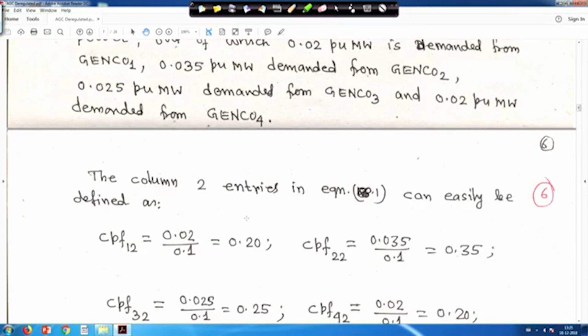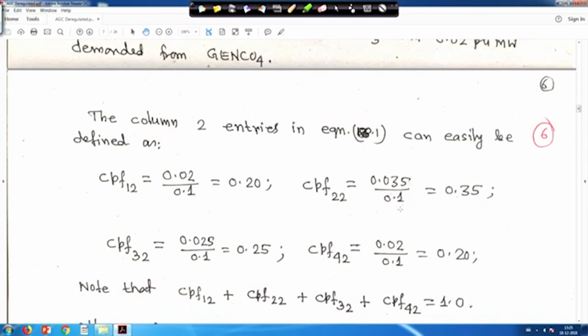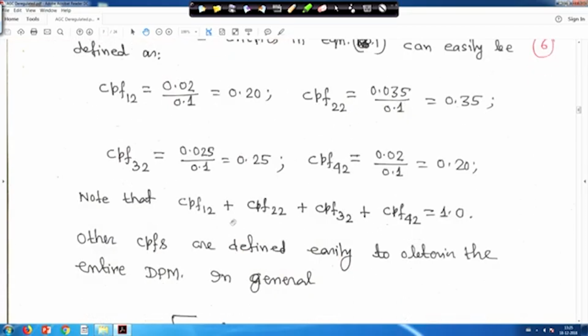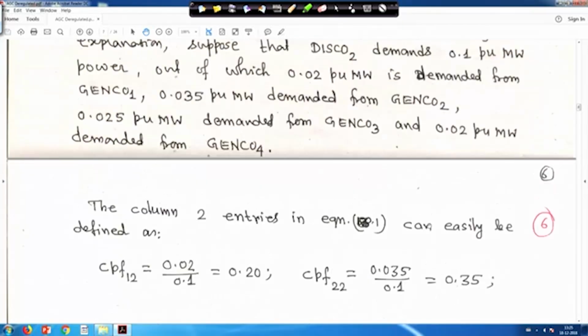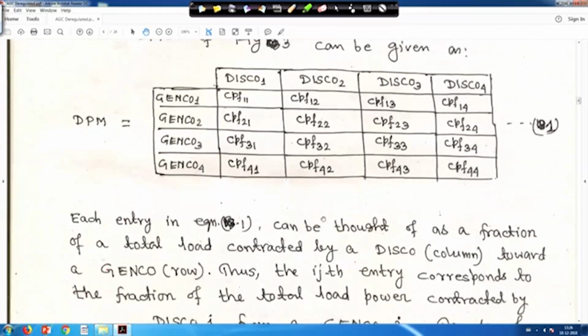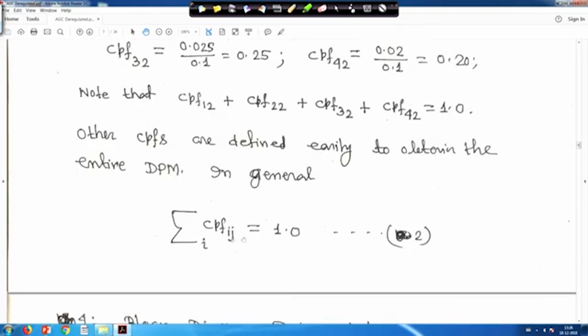Therefore, for the column 2 entries, CPF 12 will be 0.02 upon 0.1, so 0.2. CPF 22 will be 0.035 upon 0.1, because 0.1 per unit megawatt is the total demand, is equal to 0.35. CPF 32 is equal to 0.025 upon 0.1, so 0.25, and CPF 42 is equal to 0.02 upon 0.1, so 0.2. Now, if you add all column wise, CPF 12 plus CPF 22 plus CPF 32 plus CPF 42, it is 1.0. That means it has to be 1, right. So, in general, for all i, the sum of CPF ij will be 1.0, column wise, right.